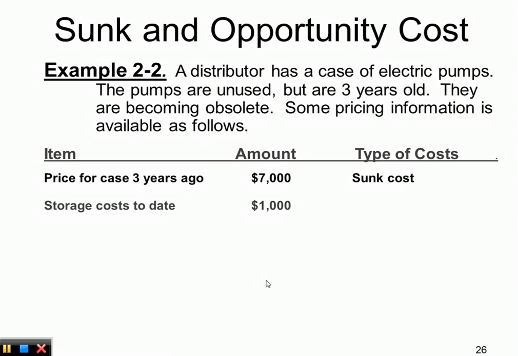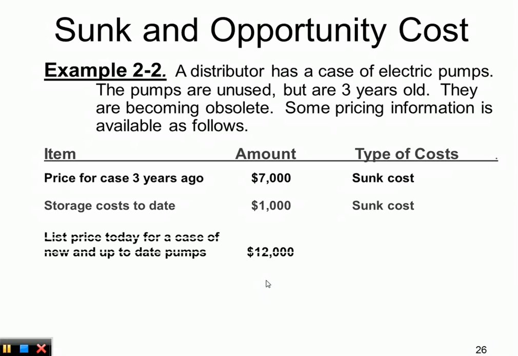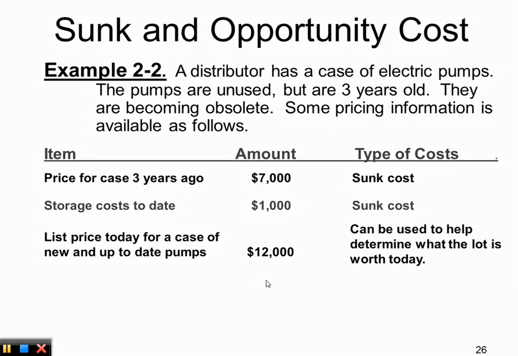We also have storage cost to date of $1,000. What type of cost does that represent? Yes, this is sunk cost again. We also have the list price today for a case of new and up-to-date pumps, which is $12,000. That is a tricky question. This price can be used to help determine what the lot is worth today.